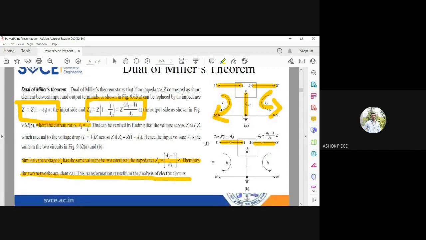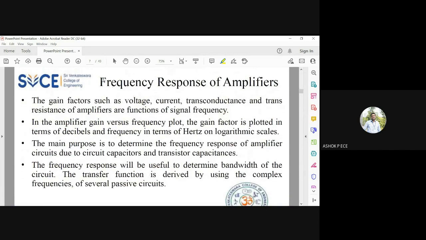Thank you. So now we go to frequency response of amplifiers. We are going to study the high frequency analysis of amplifiers. In the high frequency response, we have a lot of parameters like voltage gain, current gain. Some amplifiers measure trans conductance.